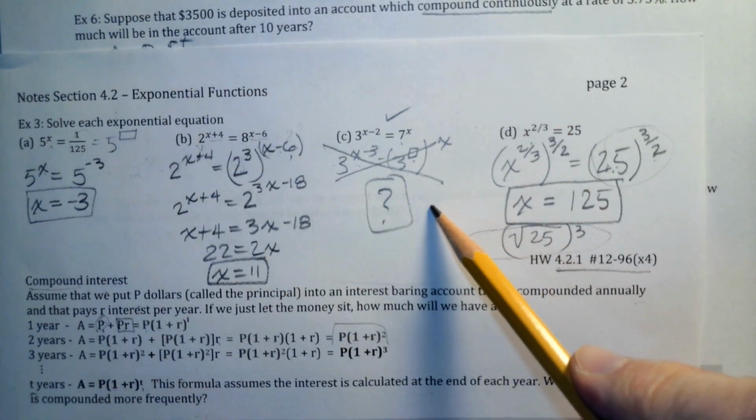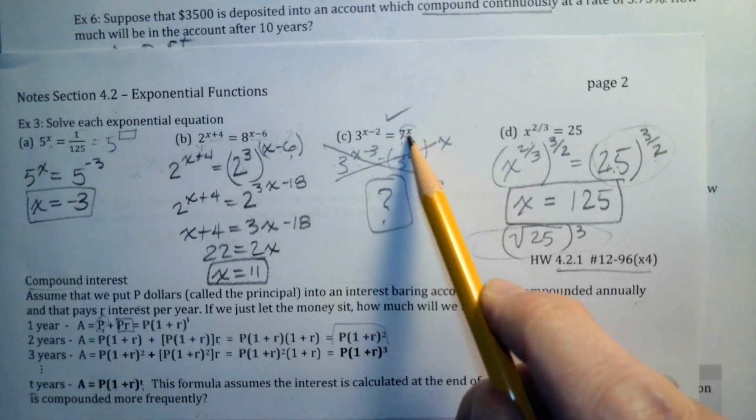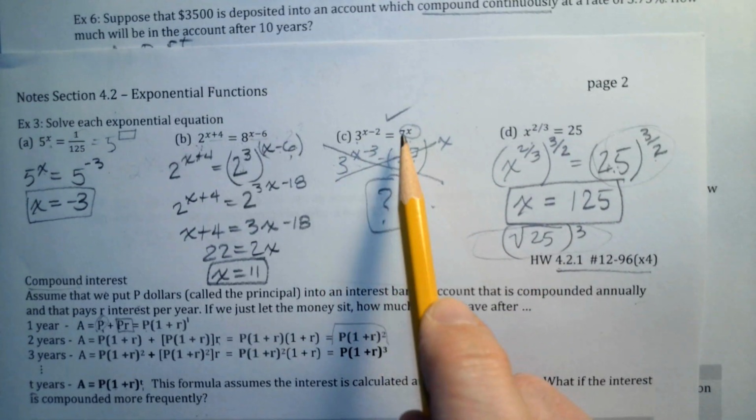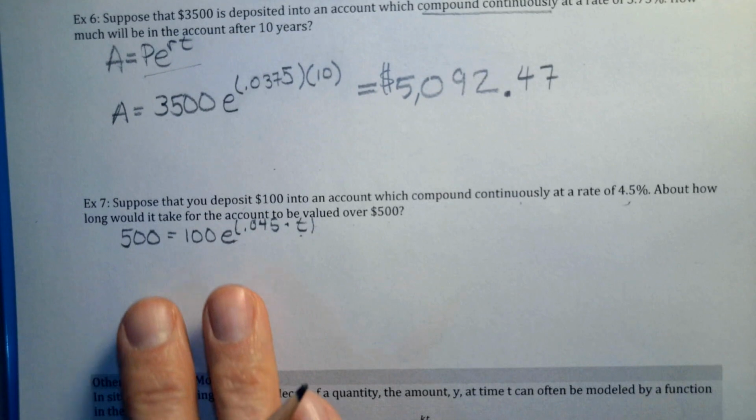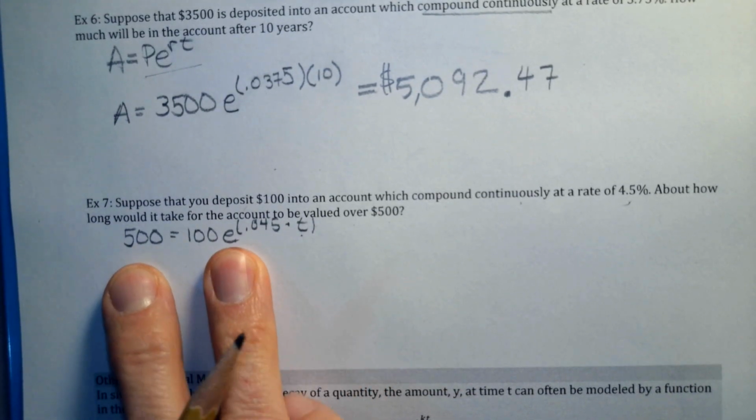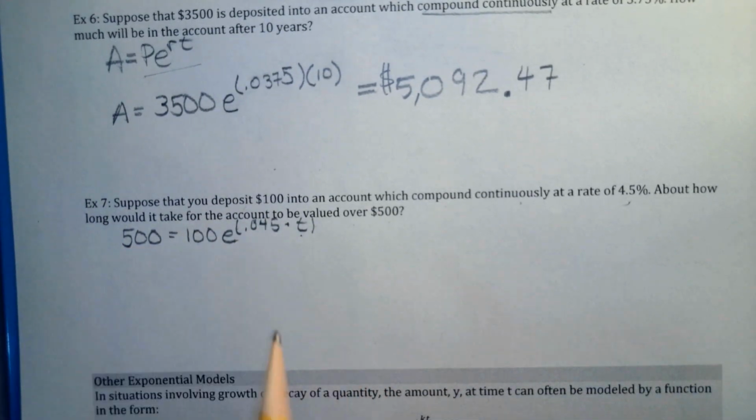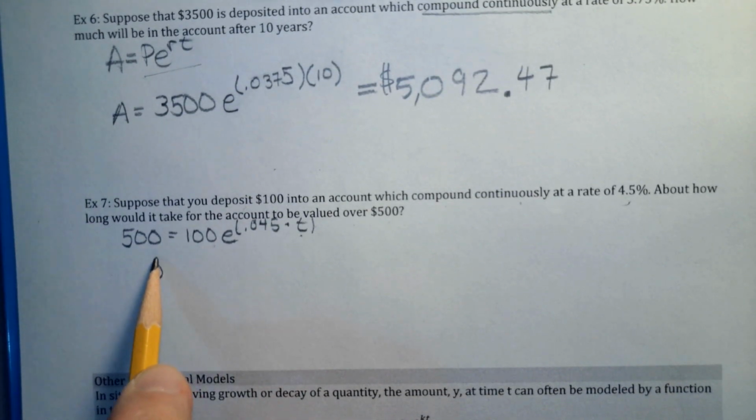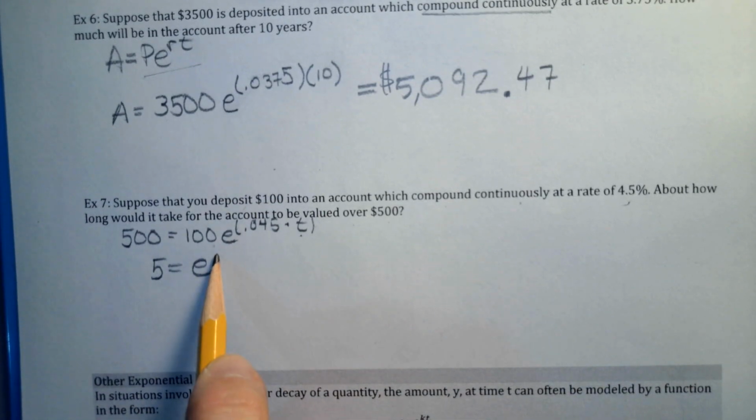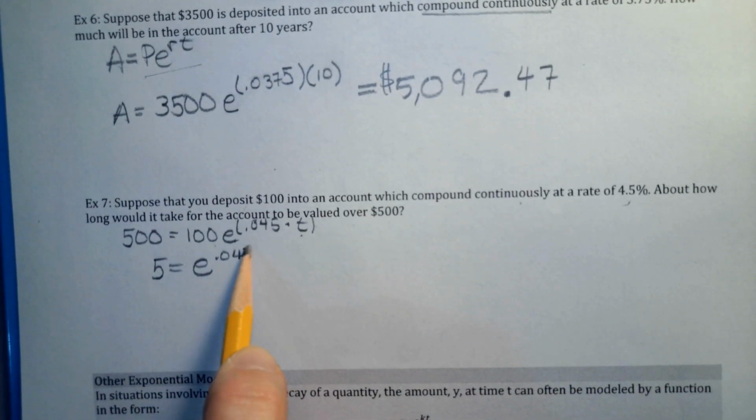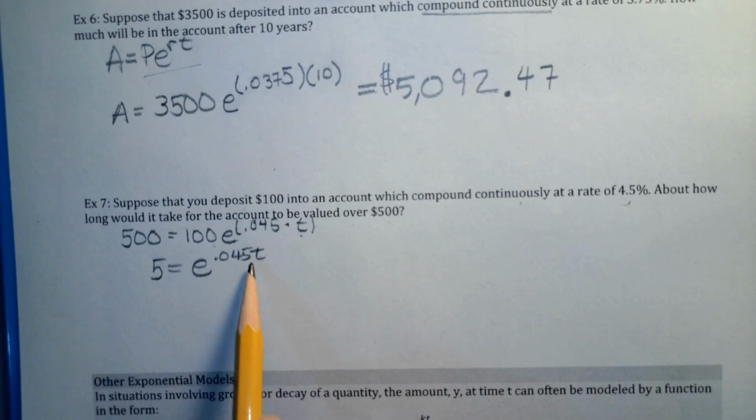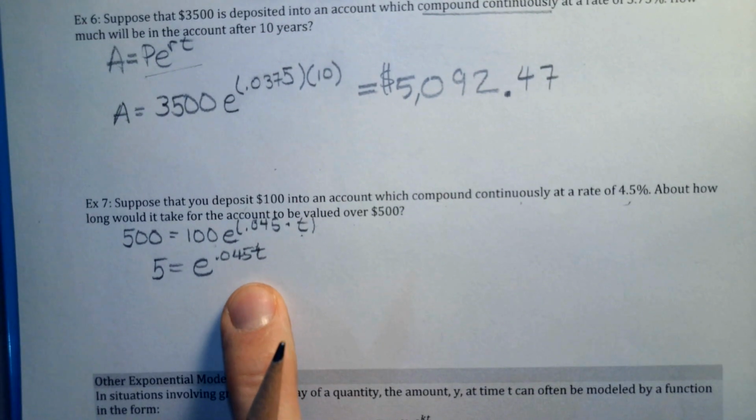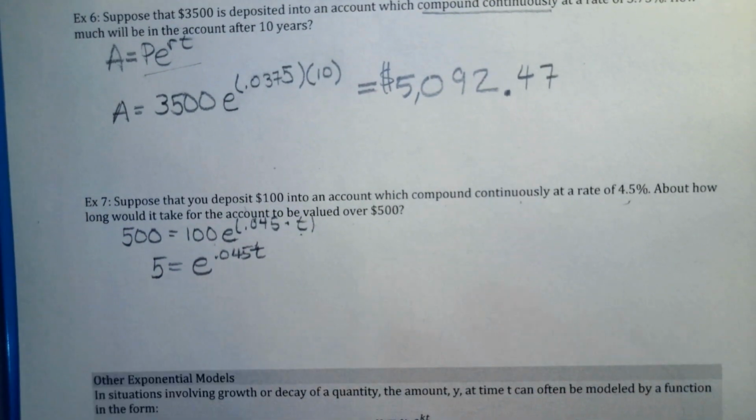Remember, we couldn't do example 3, part C, because we had a variable in the exponent. We don't know how to get those variables out. The only way we know how is if we can make these bases the same, and we can't really make these bases the same, right? e and 500. Well, first thing I'm going to do is divide. I would divide by 100, so it would be 5 equals e to the 0.045t, but I can't get t out of the exponent. Don't know how to do that, okay? Can't make these bases the same, so we're stuck.